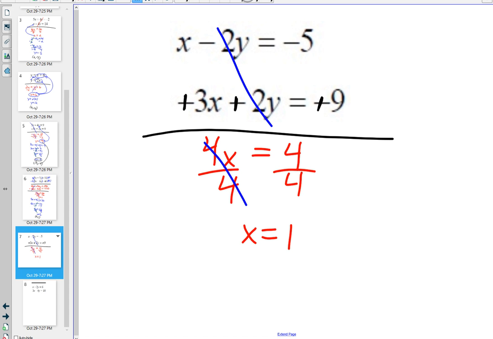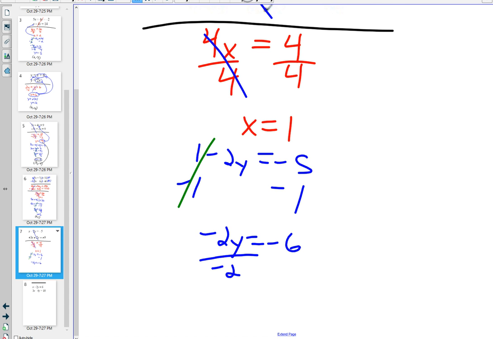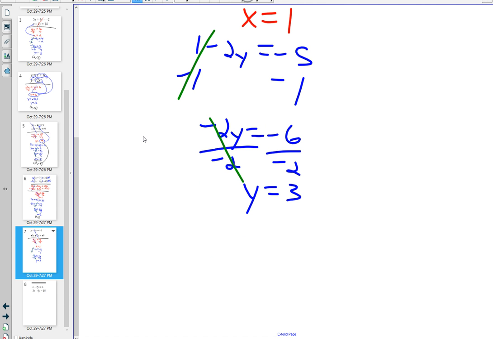So x is equal to 1. Now I plug that in, so 1 minus 2y is equal to -5. Minus 1 minus 1. -2y is equal to -6. Divide by -2. So y is 3, and as an ordered pair, that is (1, 3).